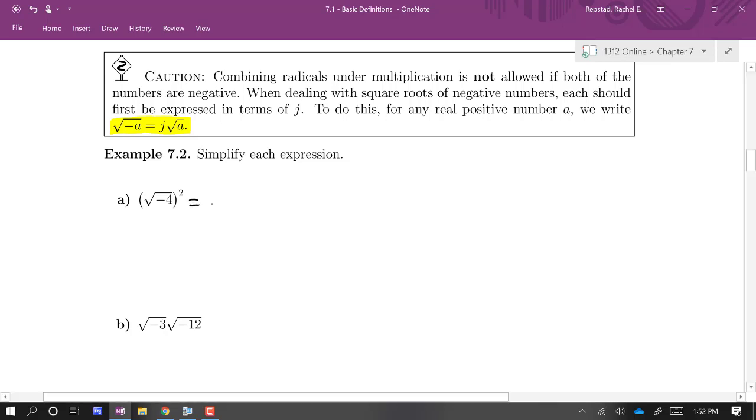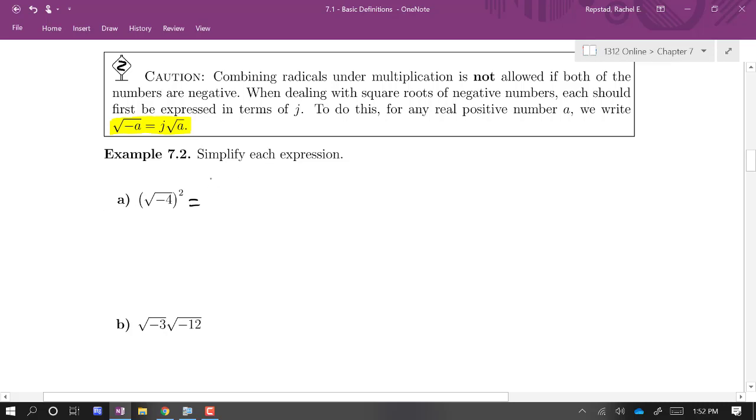So let's begin. We've got here the square root of -4 all squared. So I'm going to do this out the long way, but you could probably have a gut instinct about what this should be, right? We're taking the square root of -4 and we're squaring it, so we should get -4.